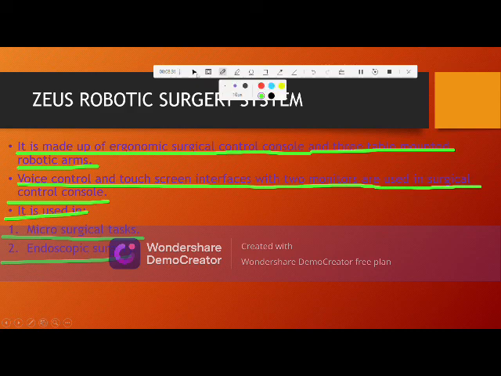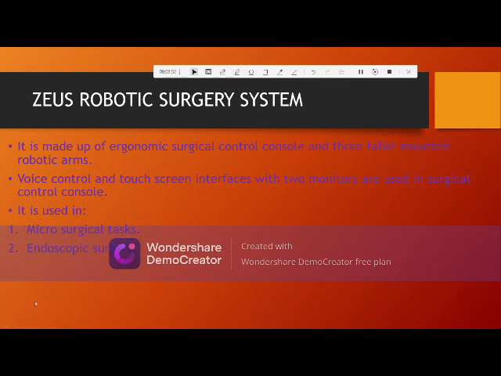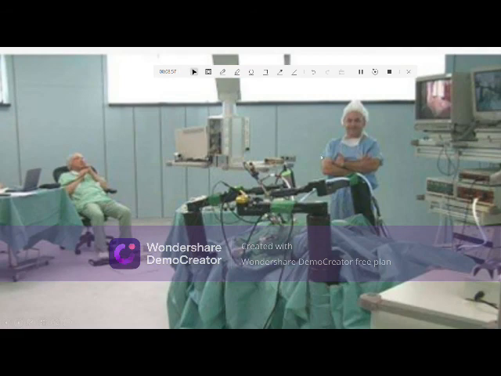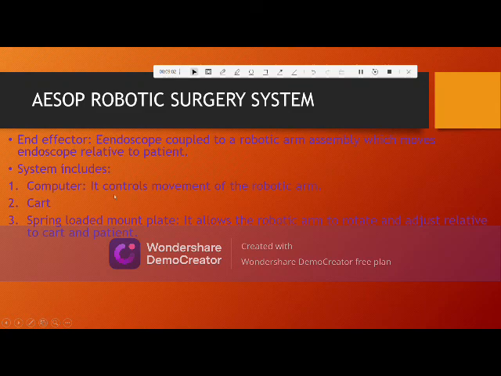You must be knowing endoscopic surgery, in which the doctor uses a mirror which is put inside the esophagus, or the food pipe, and the internal part of the intestine is seen in that. Now this is basically that only. ZEUS robotic surgery system.